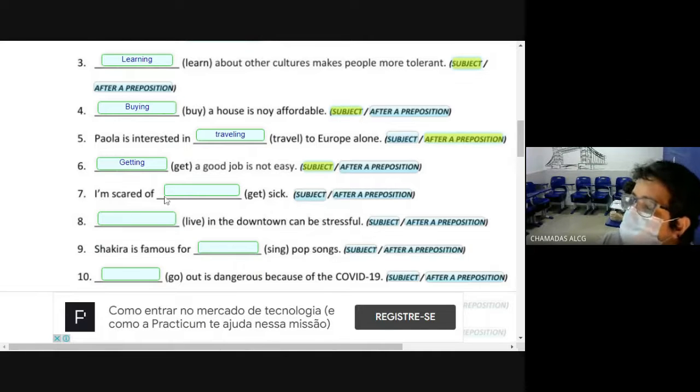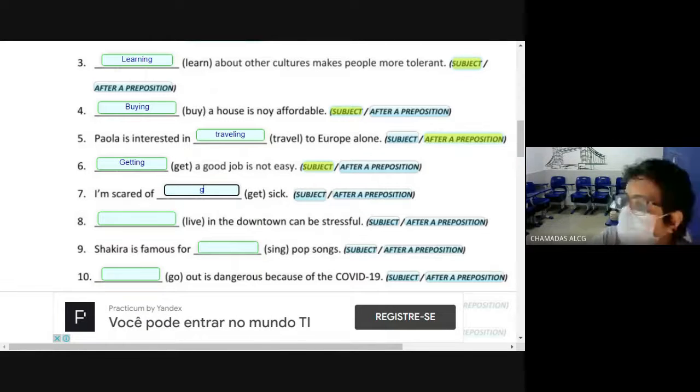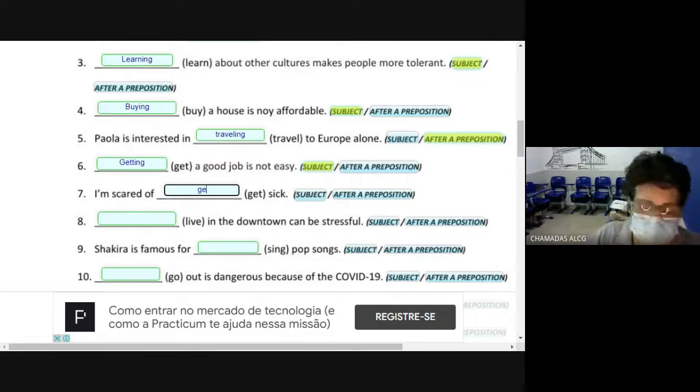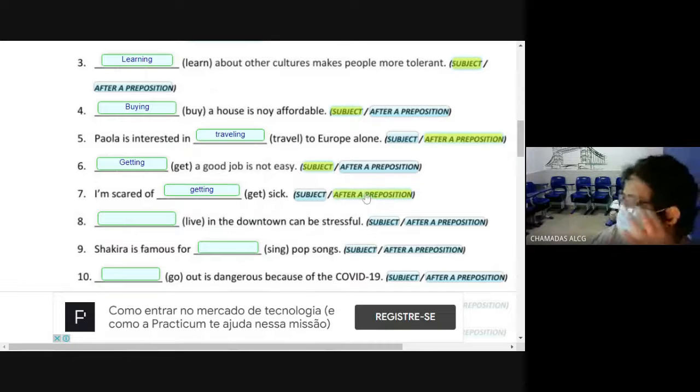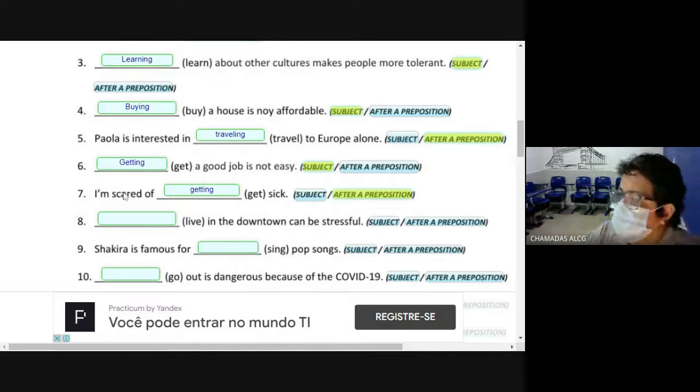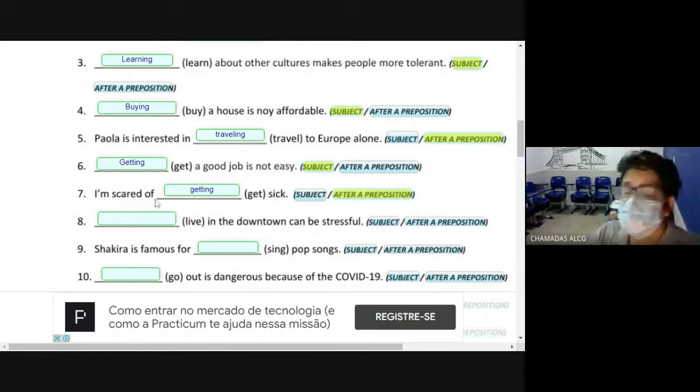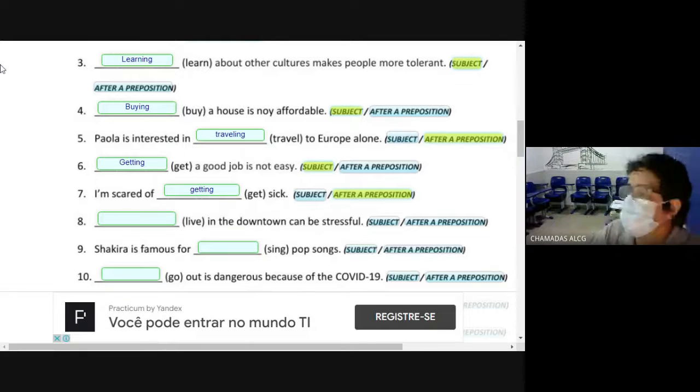Number 7, I'm scared of getting again. Here, we don't need a capital letter, right? Great. Here, it's subject or after a preposition. Yes. All right. Scared is very afraid, okay? Terrified. So I'm scared of getting sick.